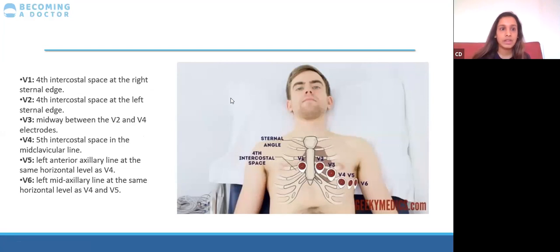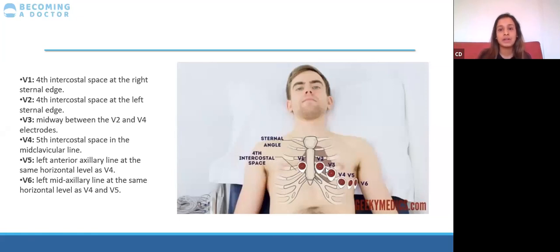So in an OSCE station, for example, you might be asked to put the electrodes onto a person, and you would need to know where exactly everything would go. So firstly, you've got V1, which is the first chest lead, that goes on the 4th intercostal space at the right sternal edge. Then you've got V2, which goes on the 4th intercostal space, but the left sternal edge.